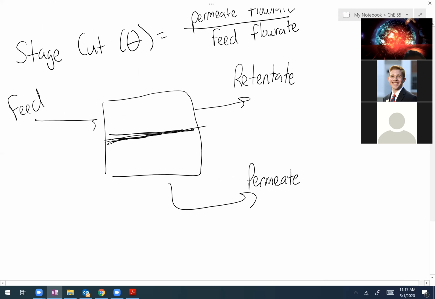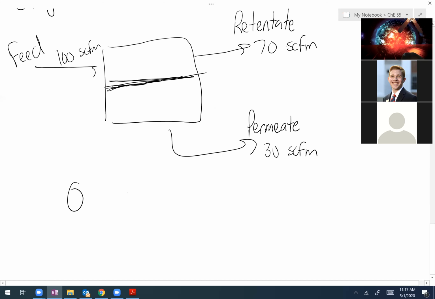If I have 100 standard cubic feet per minute coming in, and my retentate's 70 standard cubic feet per minute, my permeate's 30 standard cubic feet per minute, then my stage cut is 0.3, right? Because 30% of that feed is going to the permeate.